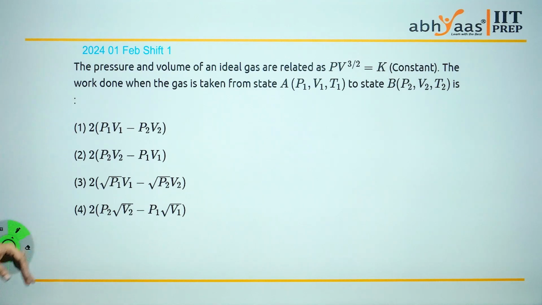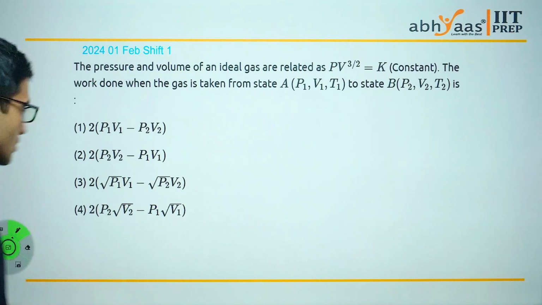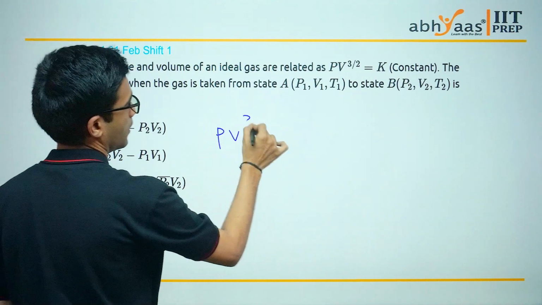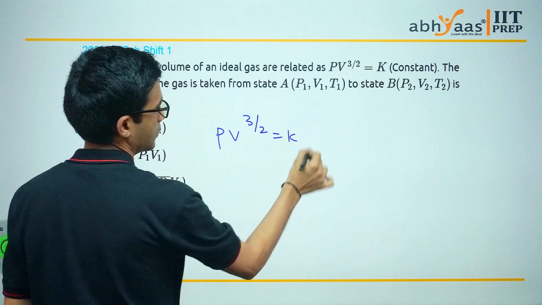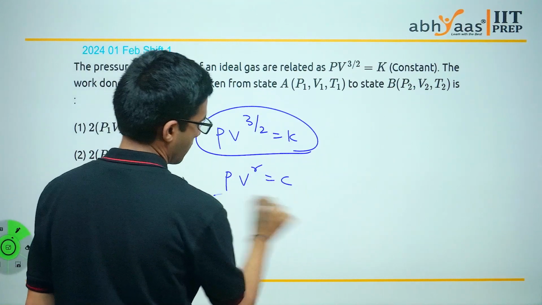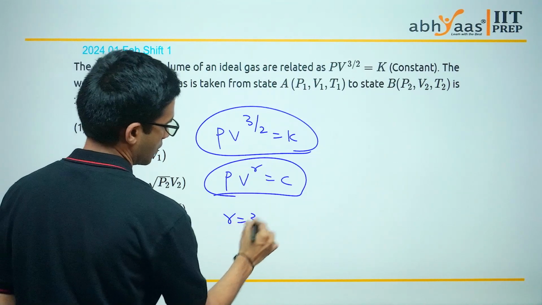The first question is related to the ideal gas equation. The ideal gas equation should also be known to solve the questions. In the equation, PV to the power 3 by 2 equals K. This looks like PV to the power gamma equals constant, that is an adiabatic process, where gamma equals 3 by 2.